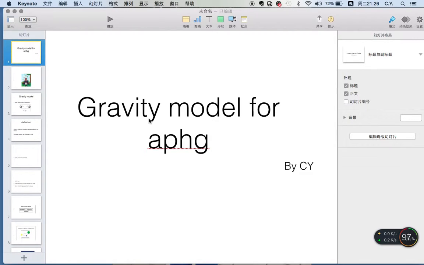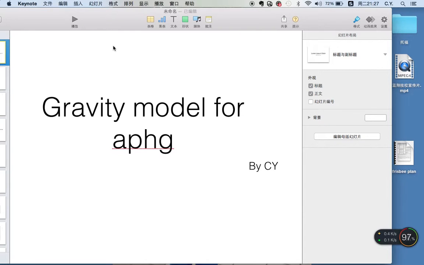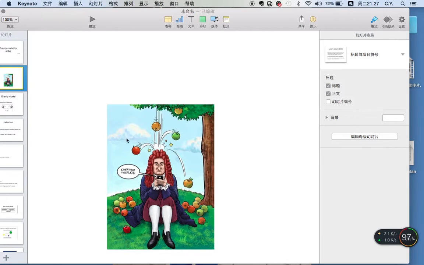Okay, today what I'm going to talk about is the gravity model of AP Human Geography, and it is by C.Y. Zhang. And first, who will we first think of when we hear the word gravity? Yeah, Isaac Newton, the man who was hit by the dropping apple.